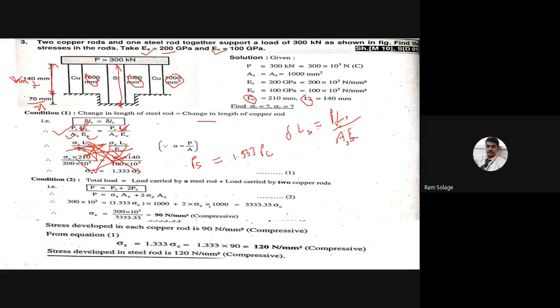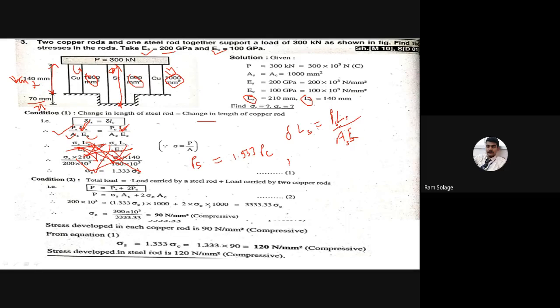Now, if it is over, we will move to condition number 2. What is condition number 2? Same condition, total load, correct? Total load means what? P. Total load is taken by 3 wires or 3 rods. That is wire number 1, wire number 2 and wire number 3, correct?